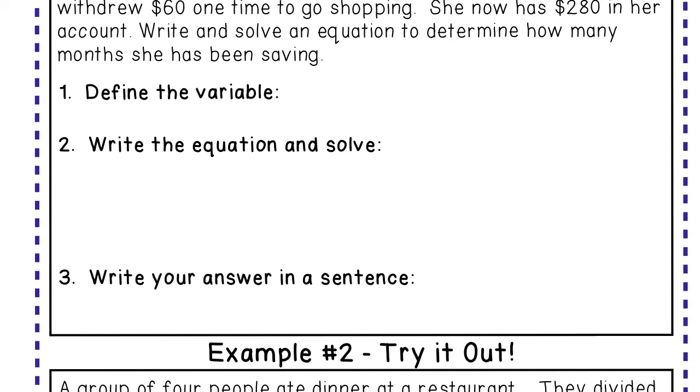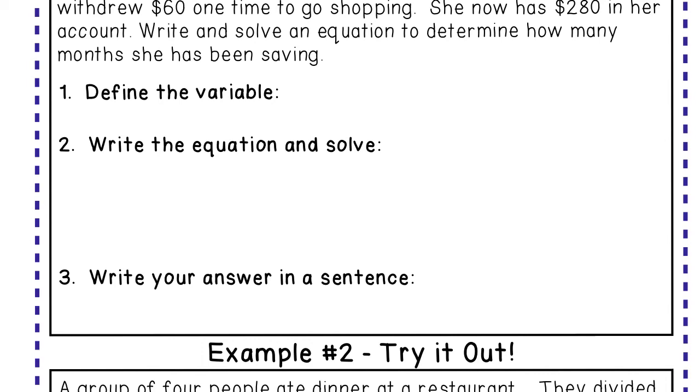Example 1 on the back. Melanie saves $20 every month in her savings account. She withdrew $60 one time to go shopping. She now has $280 in her account. Write and solve an equation to determine how many months she has been saving.